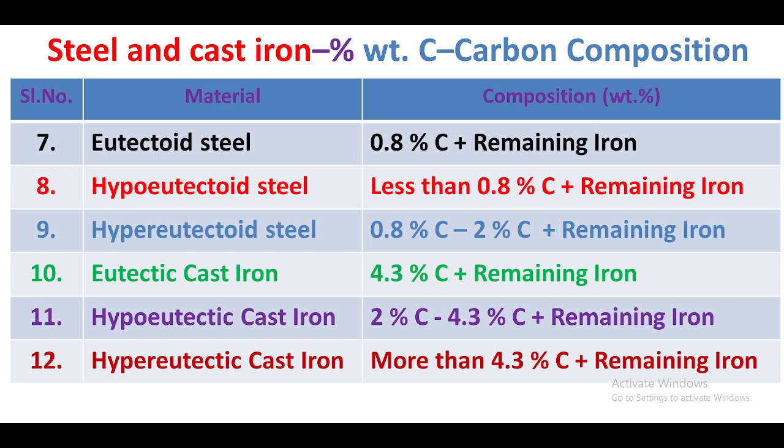Next, hypoeutectoid steel. Eutectoid steel is categorized into two types: one is hypo and one is hyper. Hypoeutectoid steel has a carbon content of less than 0.8% of carbon, remaining is iron. Hypereutectoid steel: the carbon content varies from 0.8 to 2% of carbon.